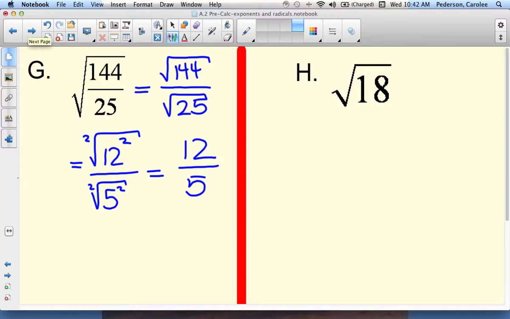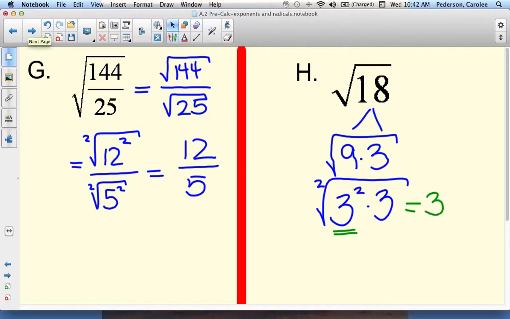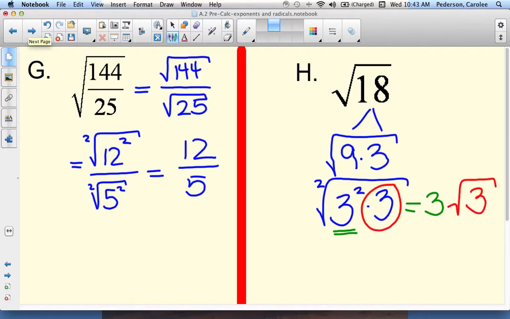Example H has a square root of 18. So let's break down 18 as 9 and 3. Then I can break down that 9 as 3 squared. And notice my index is 2. So what I can bring out is the square root of 3 squared, which is 3. But then I still have this 3 left. So now it is a 3 underneath.